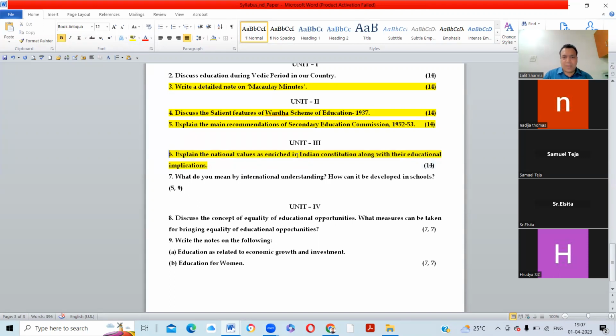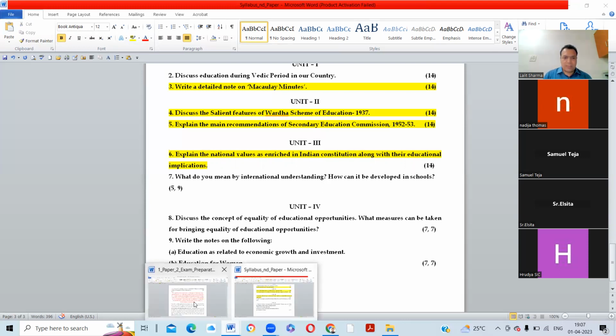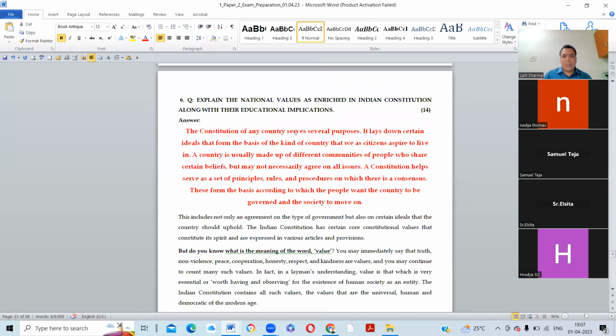Explain the national values as enriched in the Indian Constitution along with their educational implications. Right guys, so we come to this file. Basically, this question is talking about national values, which you have to explain, the ones that are also in our Indian Constitution, right?